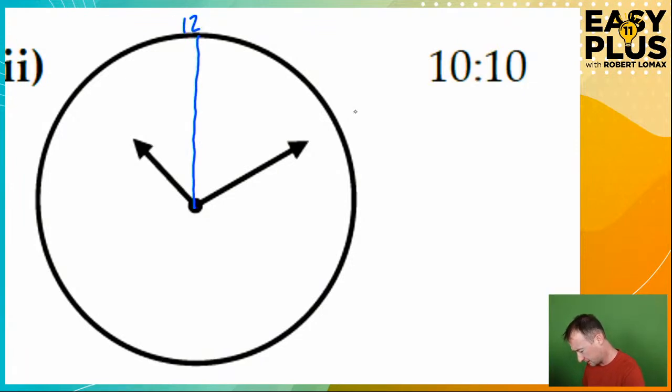So we've got 10 past here. That means it's going to be pointing dead at 2. We know that each 5 minutes, or each hour, depending how you look at it, is 30 degrees. So this must be 60 degrees. Okay, that's relatively simple. Now you might be tempted to look over here and say this is going to be pointing at 10 o'clock, so that's also going to be 60 degrees. But of course you would be wrong.